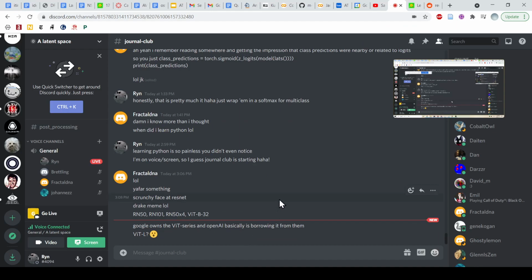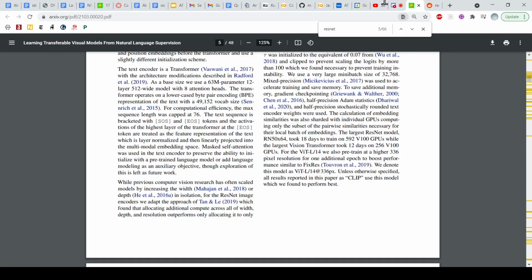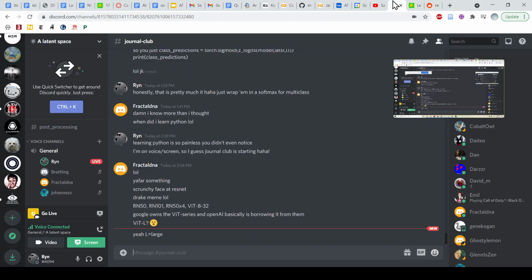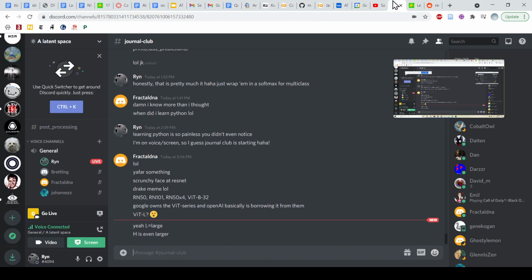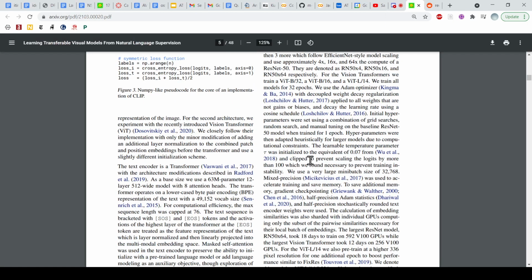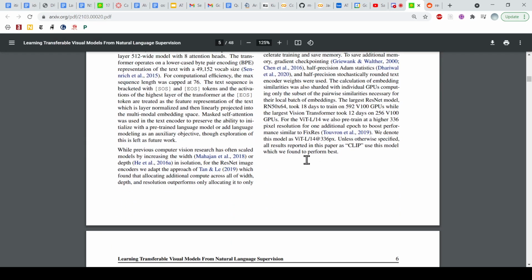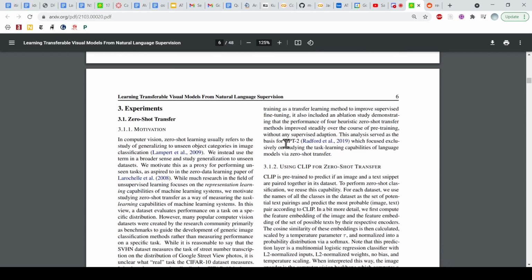ViT-L, yeah, the large one. I want to mess around with the huge CLIPs so badly. Oh, H is even larger? Yeah, and I guess H they didn't train for this task, or it was too big. I don't know, but I want to get my hands on those, but I'll have to wait because who knows if OpenAI will ever release them.